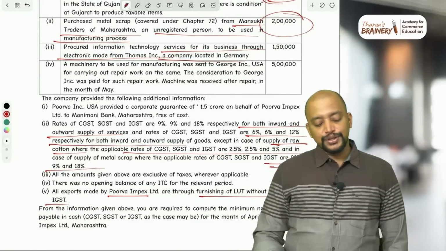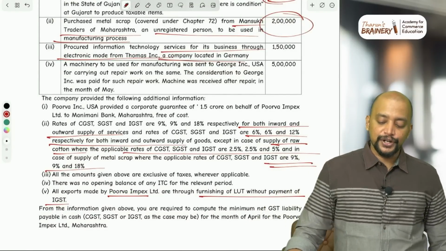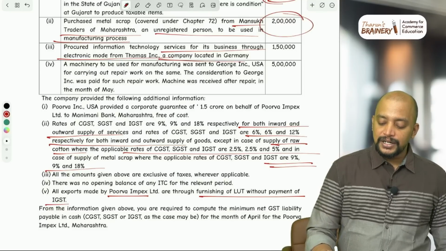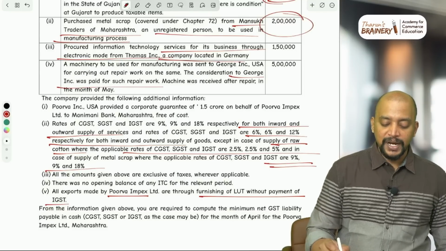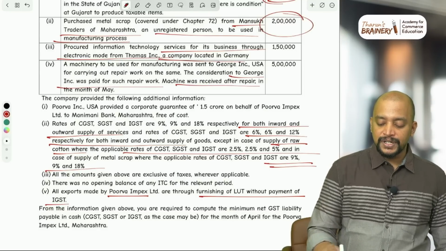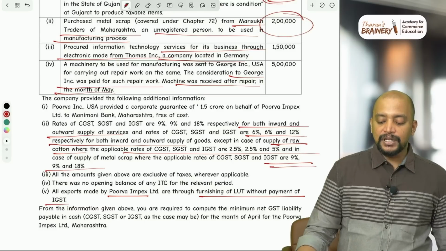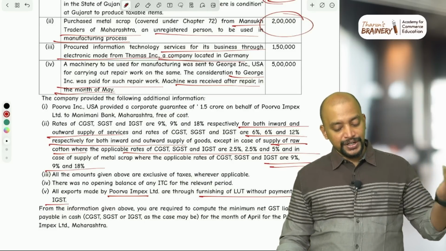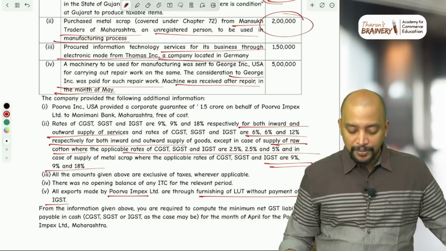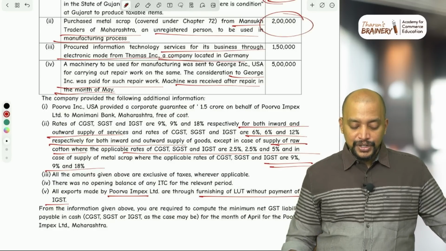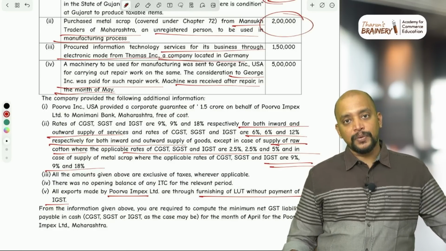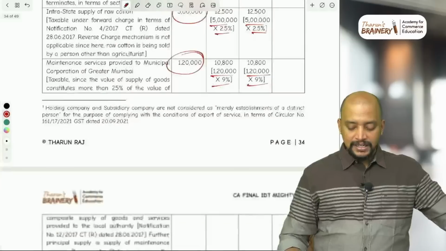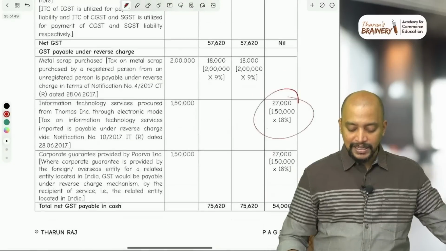A machinery to be used for manufacturing was sent to George Incorporation USA for carrying out repair work on the same. The consideration to George Incorporation was paid for such repair work. The machine was received after repair in the month of May. Again it is an import of service, and 5 lakhs into 18%.